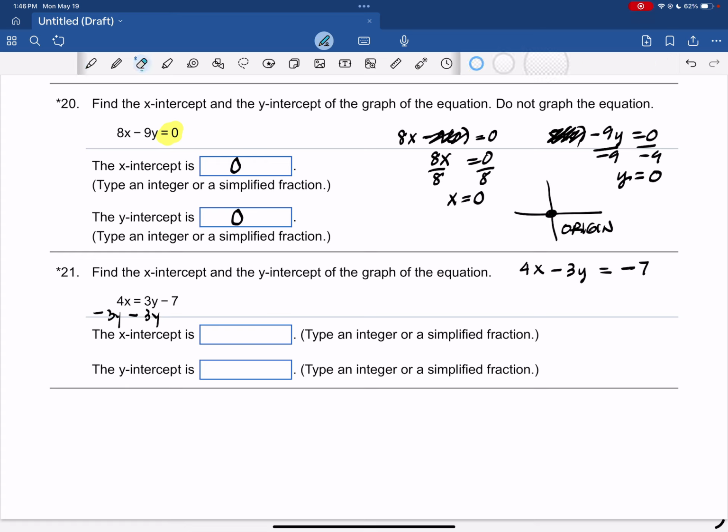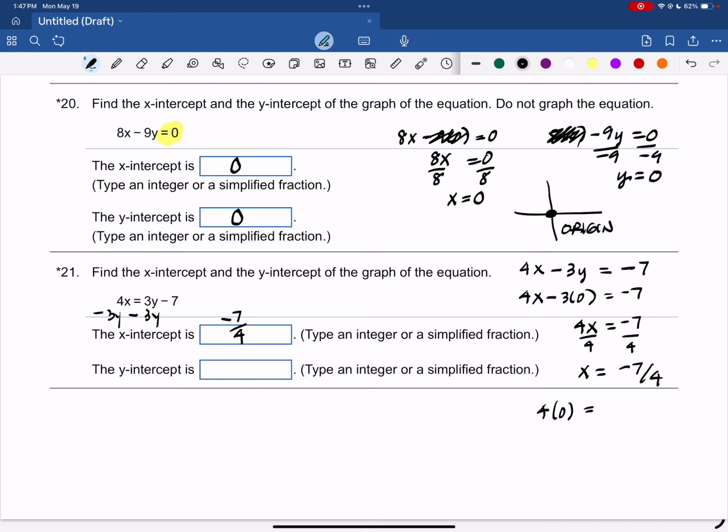So if I let the y be 0, 4x minus 3 times 0 is negative 7. 4x is negative 7. Divide by 4. X is negative 7 fourths. And if I put a 0 in for the x, 4 times 0 minus 3y equals negative 7. That's 0. Divide both sides by negative 3 this time. Y is 7/3. This time it's positive.